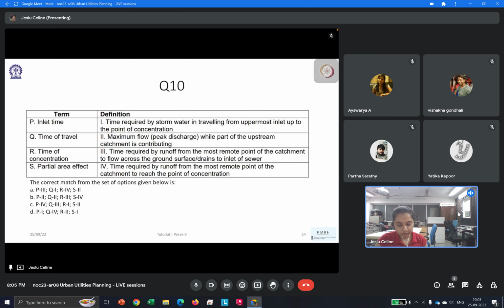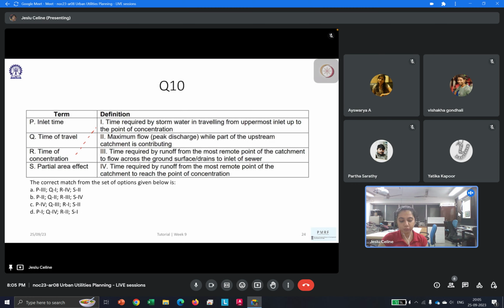First one: time required by storm water in traveling from uppermost inlet up to the point of concentration. What is that? Is it inlet time, travel time, time of concentration, or partial area effect? Ma'am, that is time of concentration. Okay, so Partha says that is time of concentration. Fine. Then what is the next one?